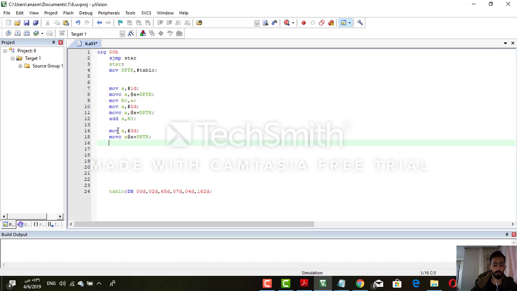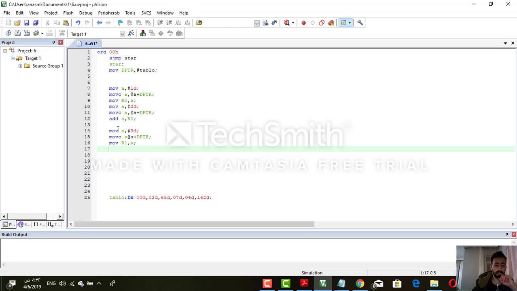So now we have the third number at A, but we have to move A to a register, but not register 0 because we used it before, so we will use register 1. Now the third number is at register 1. Yes, this is the third number. Yeah, okay.